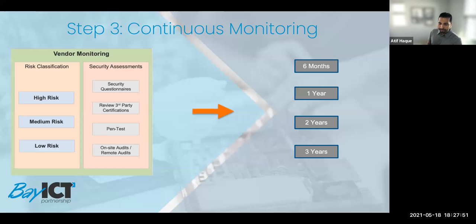The third step, which I had mentioned a couple of times earlier, is around continuous monitoring. So the thought process here is, once you have conducted an assessment on your vendor, you want to ensure that you're continuously monitoring them as well. And this is also a very simple example around putting your vendors on a type of frequency: 6 months, 1 year, 2 years, 3 years frequency.